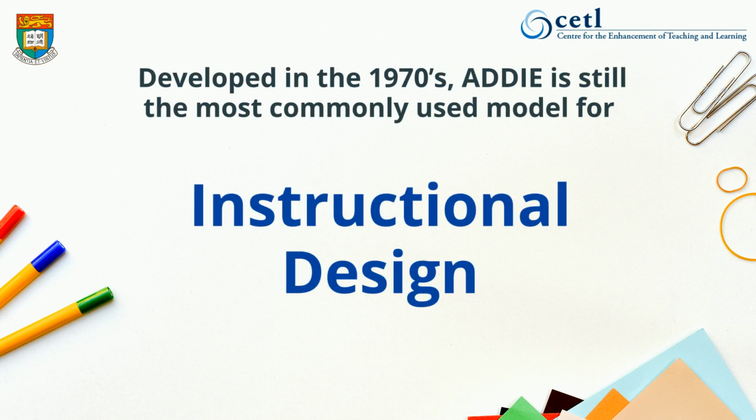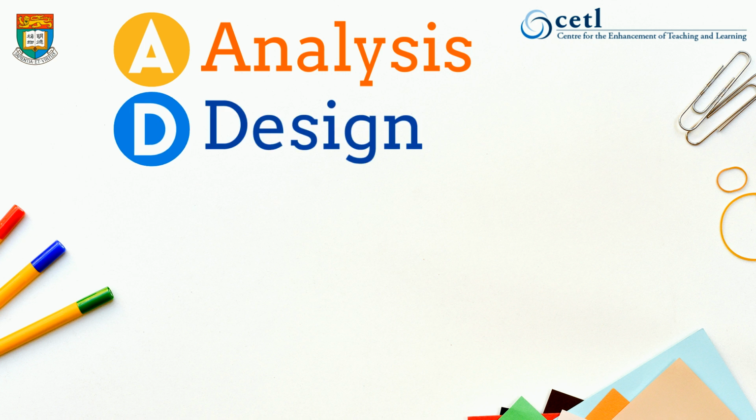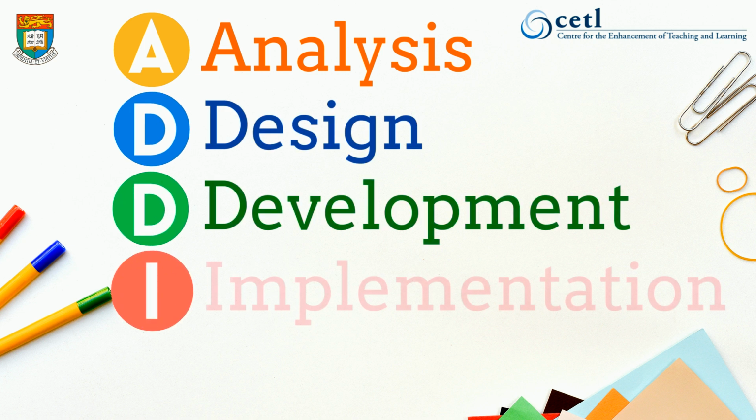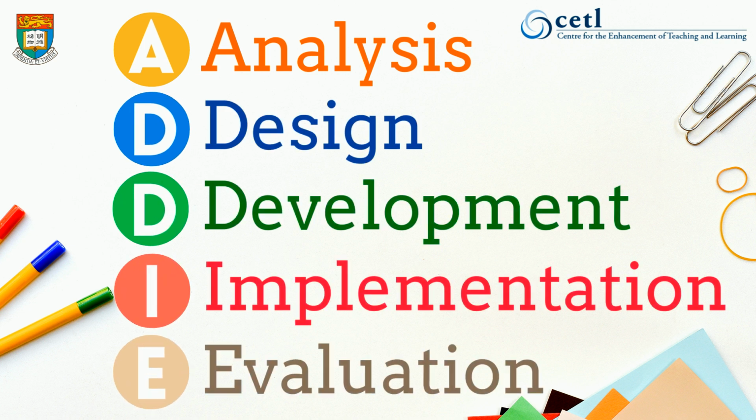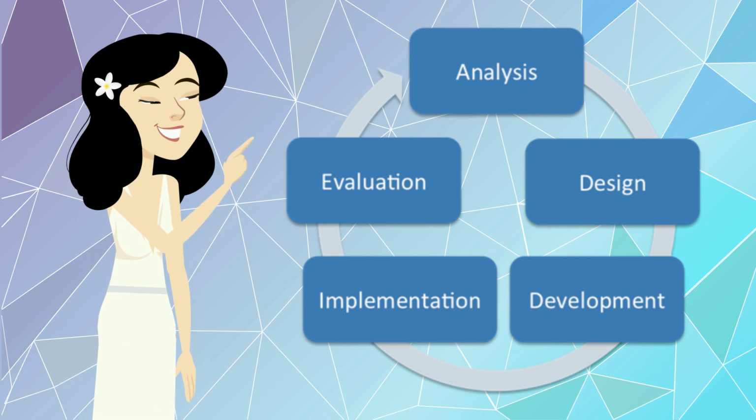ADDIE, developed in the 1970s, stands for Analysis, Design, Development, Implementation, and Evaluation, the 5 stages of a development process. Educators, instructional designers, and training developers find the ADDIE model very useful because each phase is clearly defined and facilitated. We're going to take a look at the various phases involved and also how you can begin using ADDIE today.